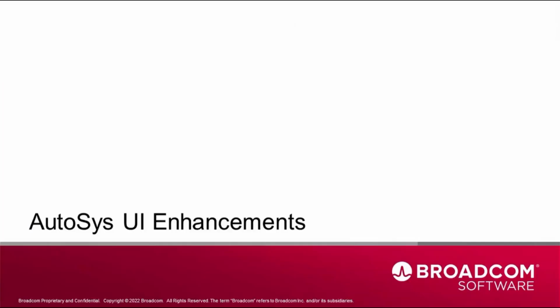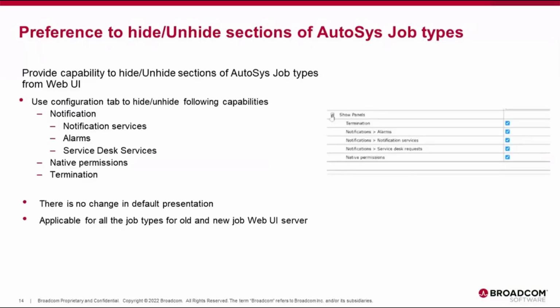So on to the next topic, which is enhancements to the AutoSys UI. We have the hide/unhide parameter option that's related to job properties. This feature is intended to improve ease of use, allowing you to remove from view those sections that are not going to be used, and therefore no need to have them taking up real estate or confusing your users.